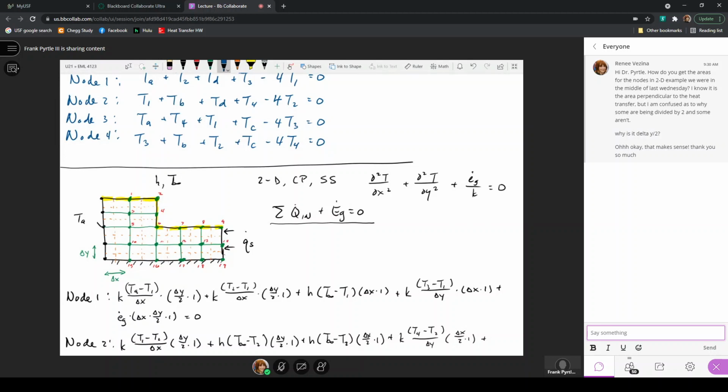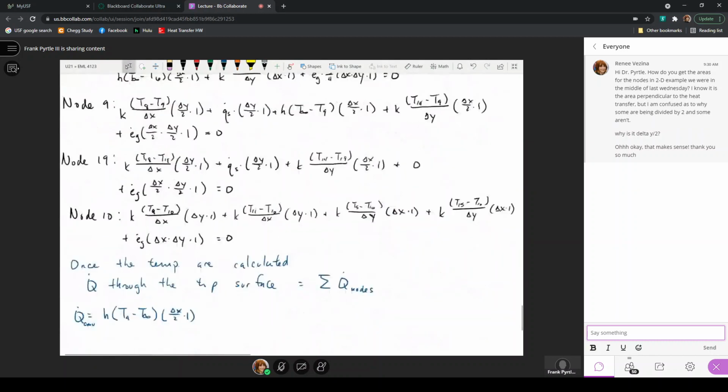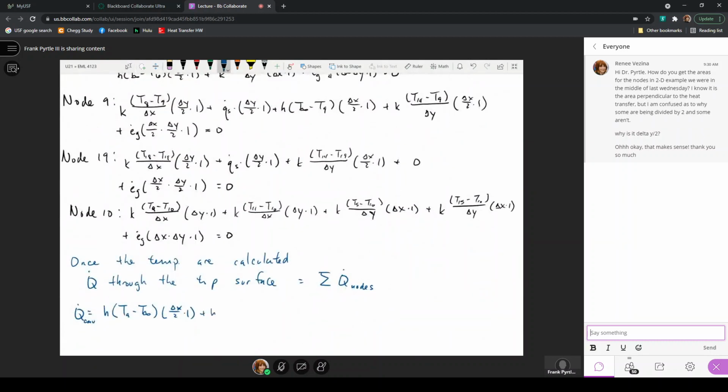And I would consider the contributions made by each one of these nodes that has a unique surface area associated with it. So for node number 1, this area is a delta X wide by unit 1 into the page. So the contribution from node number 1 would be the same heat transfer coefficient times T1 minus T infinity times delta X by unit 1 into the page.